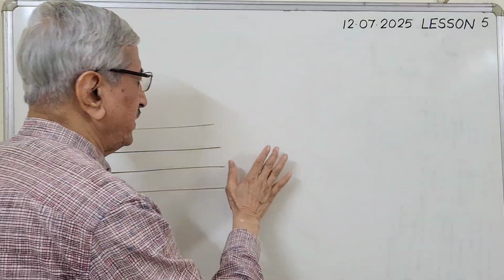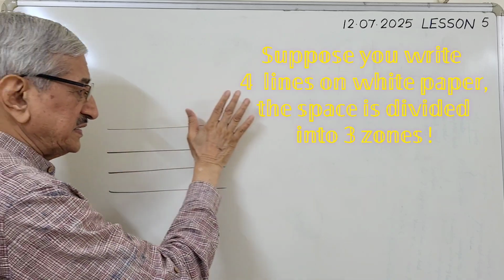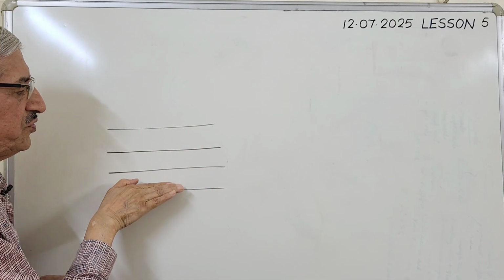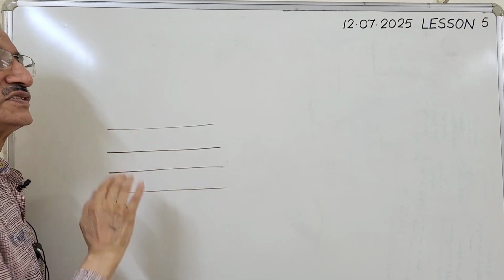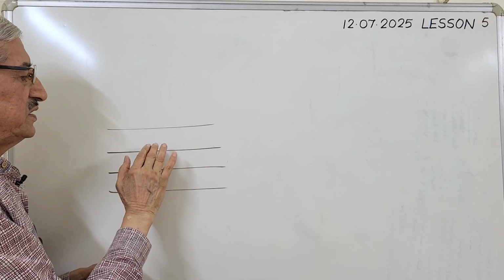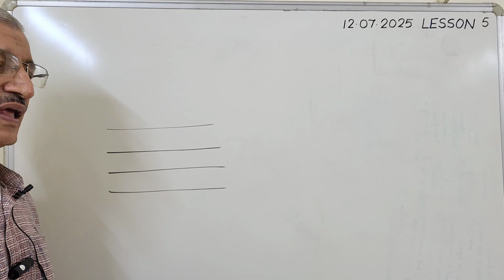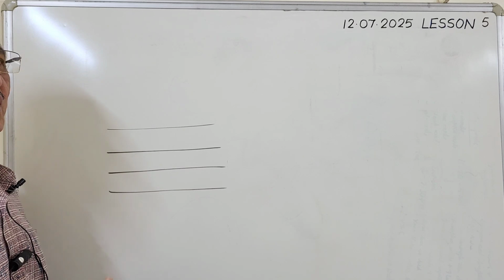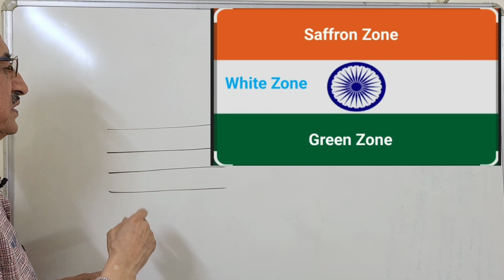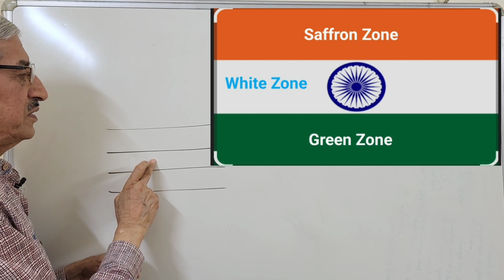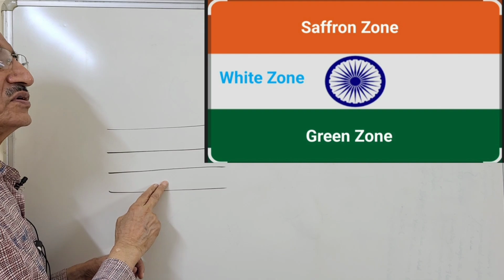Suppose on a white page, if you write 4 lines, this area is divided into 3 zones. This area, and this area. You can call them the middle zone, upper zone, and lower zone. This looks like our national flag. If you color it, it looks like our national flag. You can call this the white zone, this the saffron kesari zone, and this the green zone.